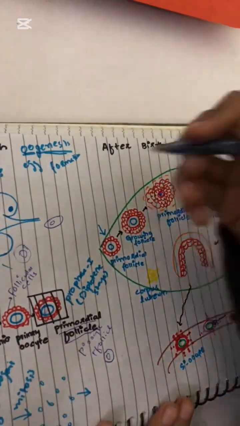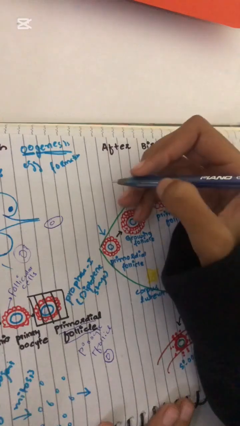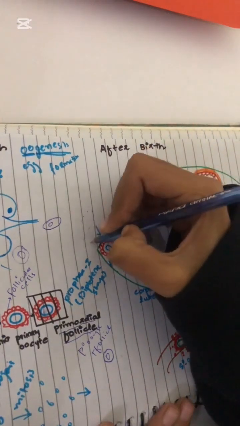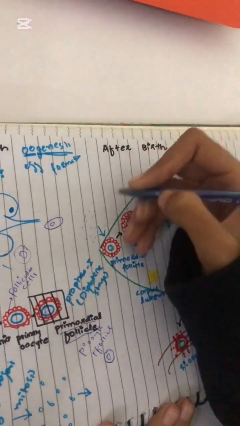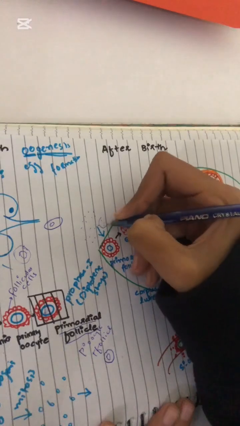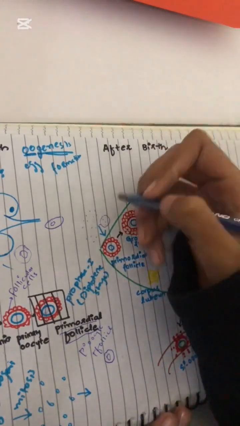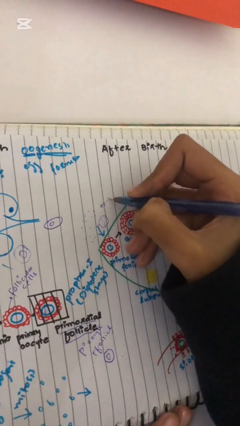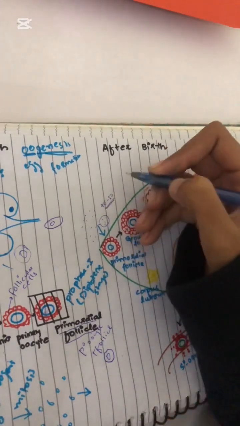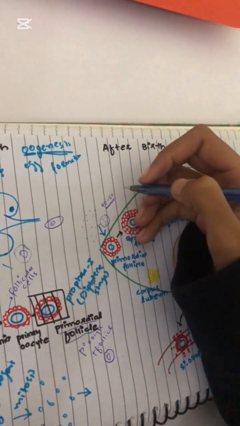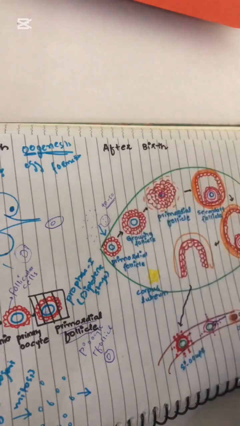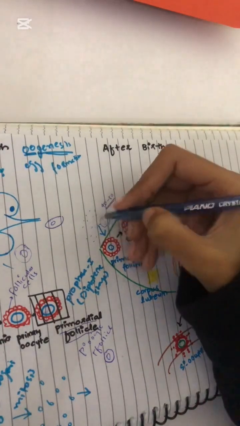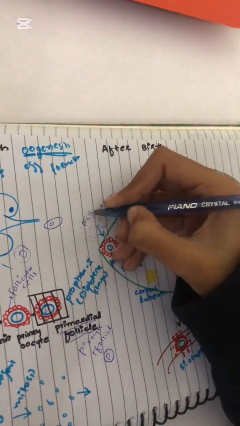Now there are 40 to 50,000 primordial follicles. Under the action of certain hormones, a specific number of primordial follicles begin to grow. How many? About 40 to 50 primordial follicles grow during every menstrual cycle. The specific hormone is FSH.